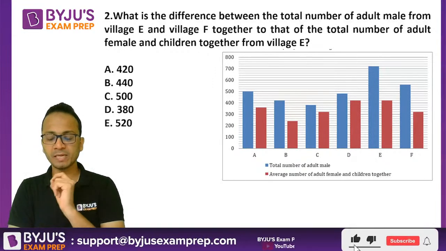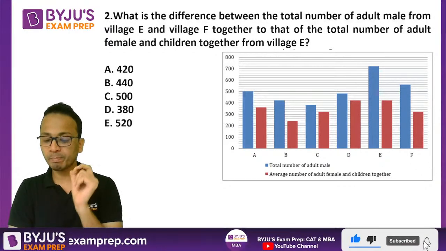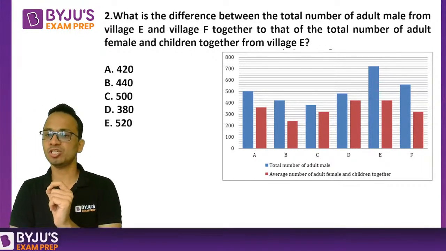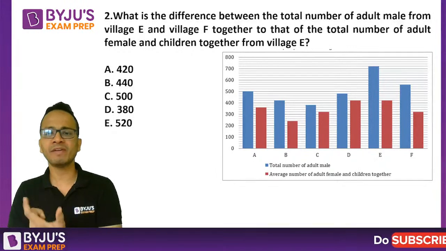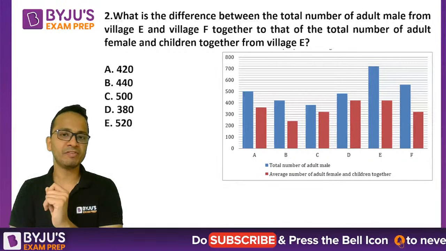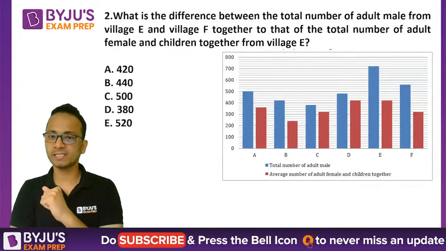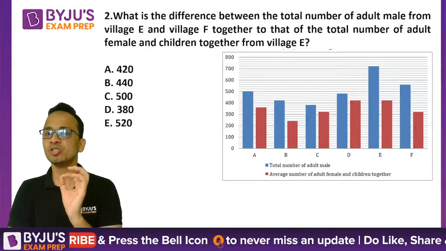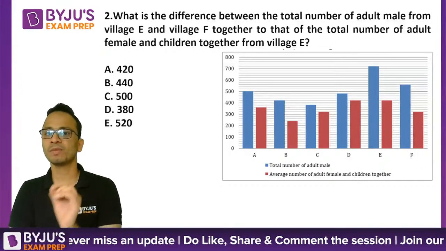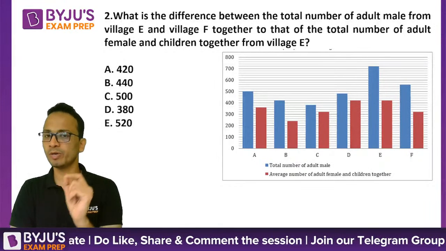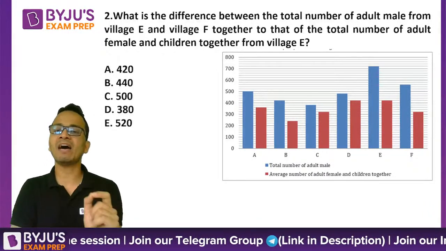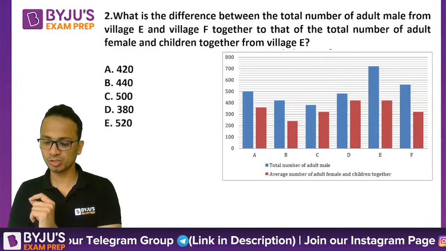Soumya, why have I multiplied it by 2? Because the red part is the average of adult females and children. Now average is sum divided by number of terms, okay? So the average of females and children was 360. To calculate the total number of females and children, I have to multiply it by 2, because average is sum divided by number of terms. So sum will be average multiplied by number of terms.